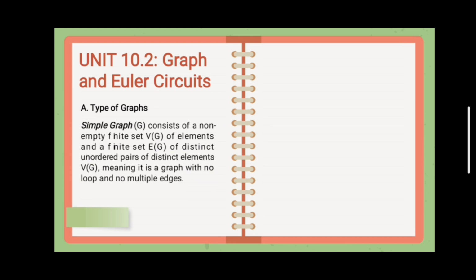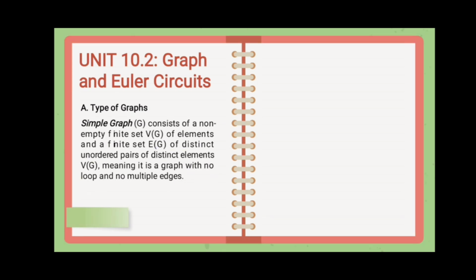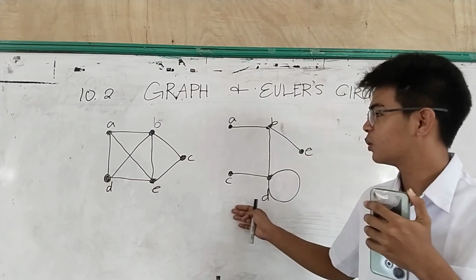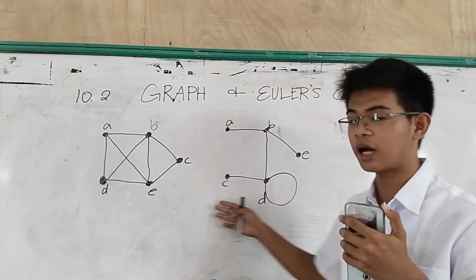First is the simple graph. A simple graph consists of a non-empty finite set, vertex of graph G of elements, and a finite set, edge of graph G of distinct unordered pairs of distinct elements, vertex of graph G. Meaning, it is a graph with no loop and no multiple edges. So natay duha ka example nga graph ani. So karon nato silang atong pangitawan og asa nilang duha ang simple graph.